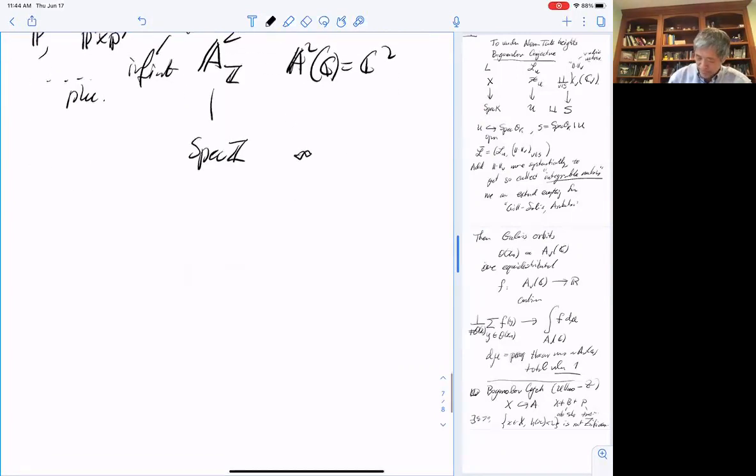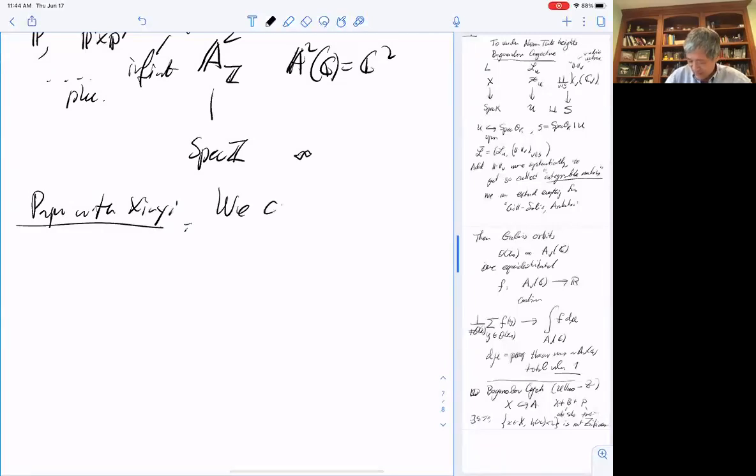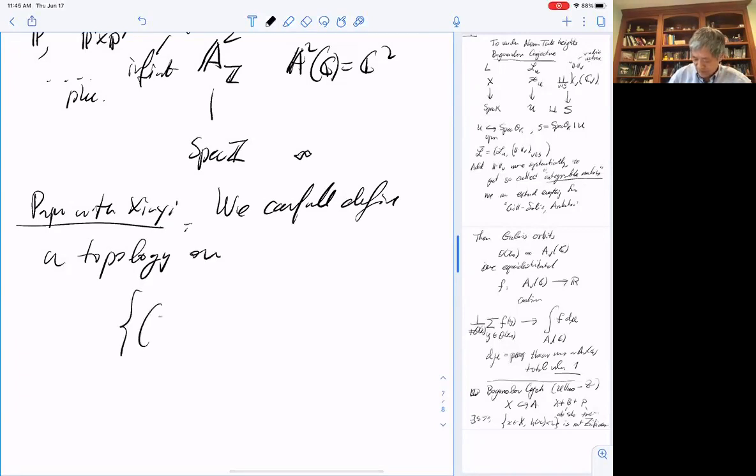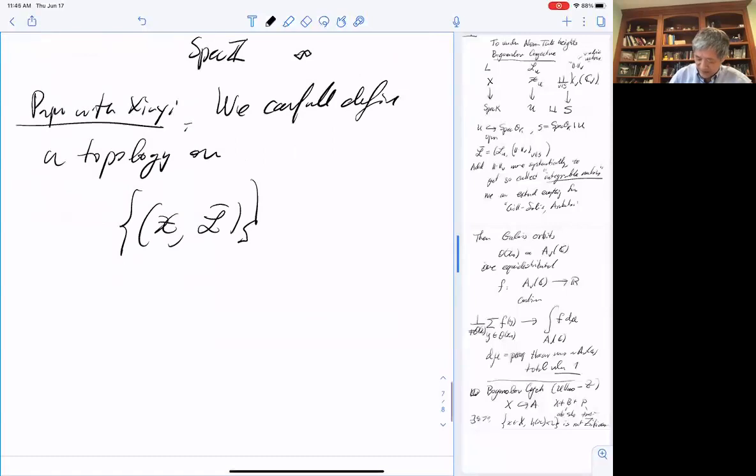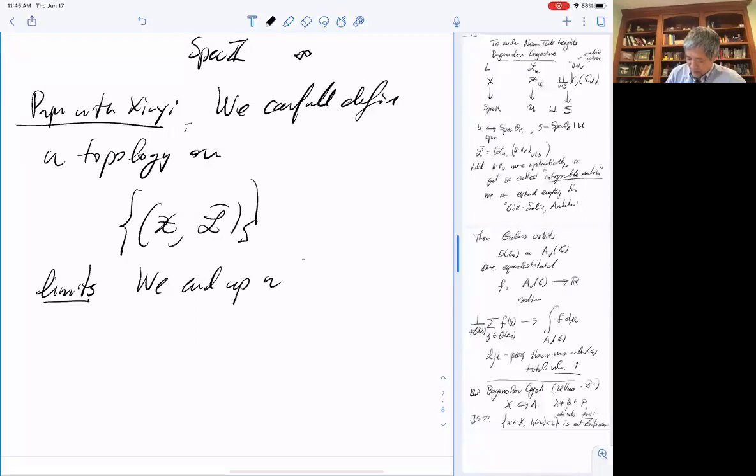So the paper with Xinyi is that we carefully defined a topology on all these models of L bar, the set, and then define the limits. Okay. And there we end up with a theory of integrable metrized line bundles, Adelic line bundles, because it's really Adelic.